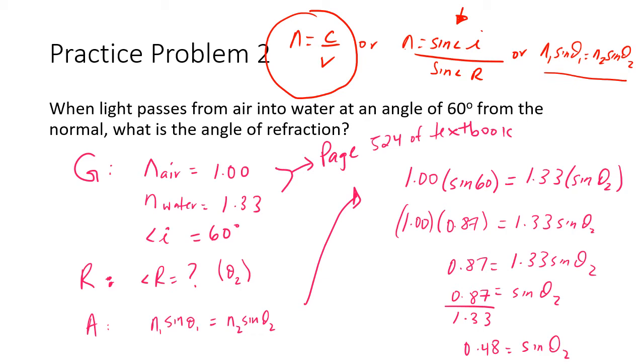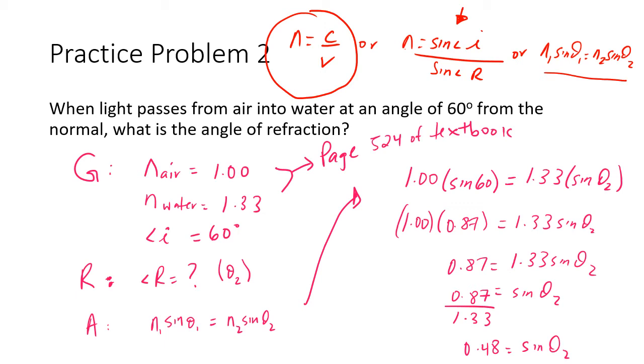So let's look at this question. When light passes from air into water at an angle of 60 degrees from the normal, what is the angle of refraction? Well, immediately I'm going to try to use my second equation because that seems a lot easier. So I know that the angle of incidence is 60 degrees, but I have no other information about the angle of refraction or the index of refraction. So can I use this equation? Not right off the bat.